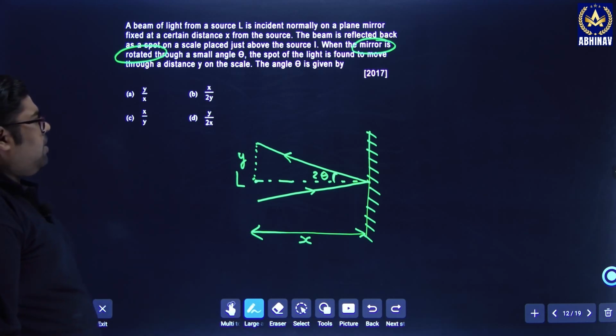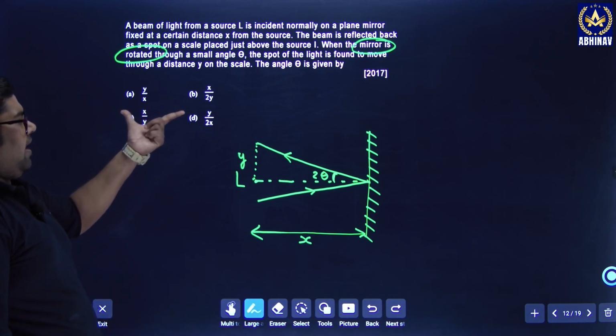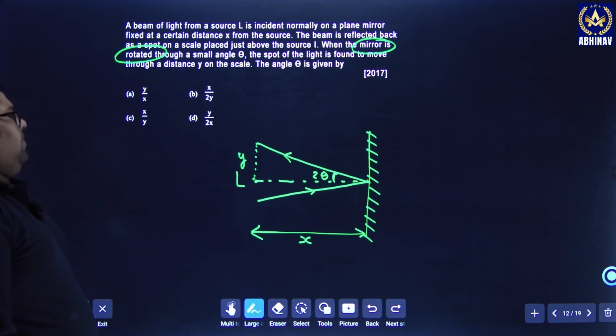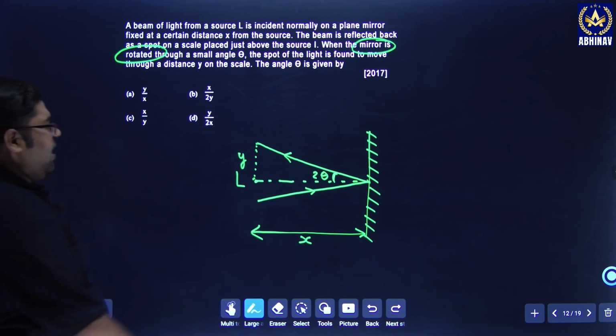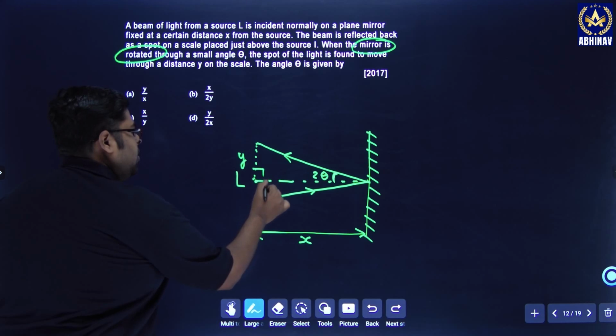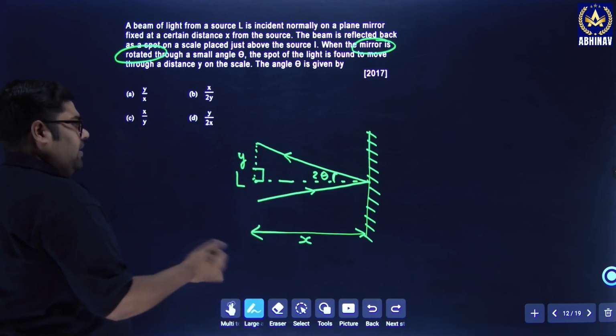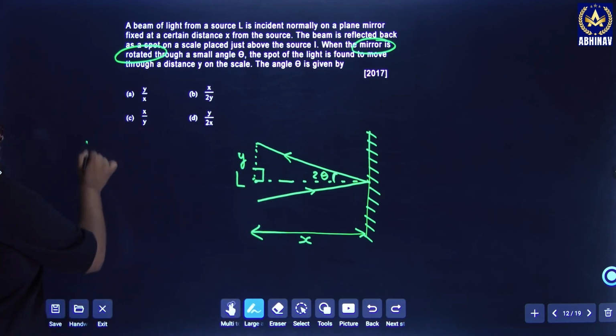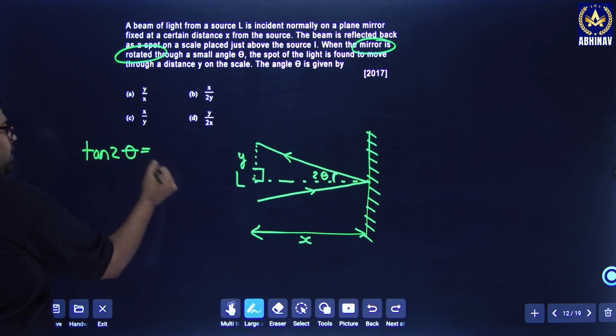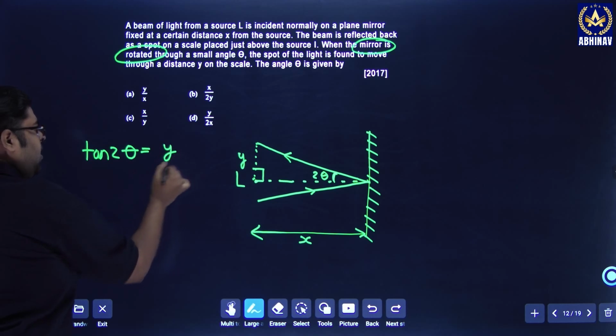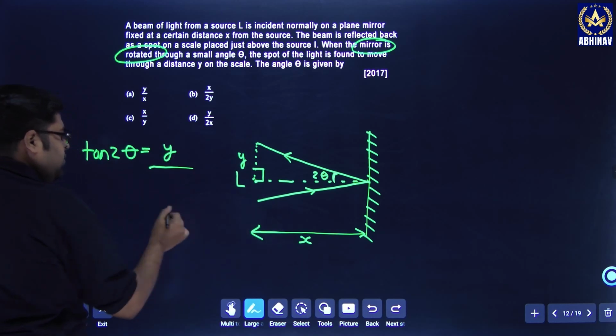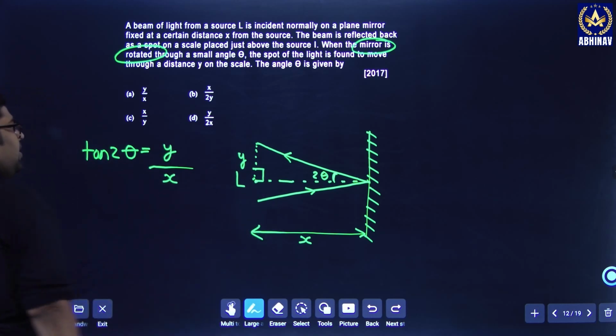You are asked about the value of angle theta. Here we have formed a right angle triangle, so you can take tan of 2 theta to find your answer. Tan 2 theta is equal to opposite, y, upon adjacent. Adjacent is going to be your x, right?